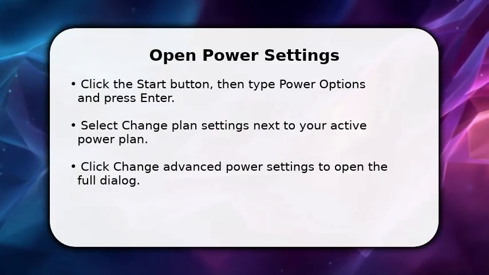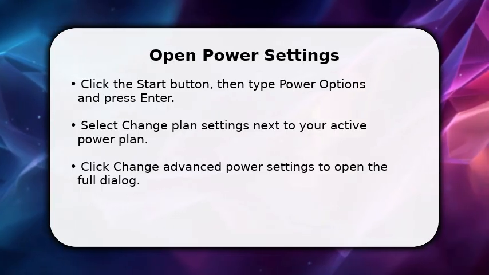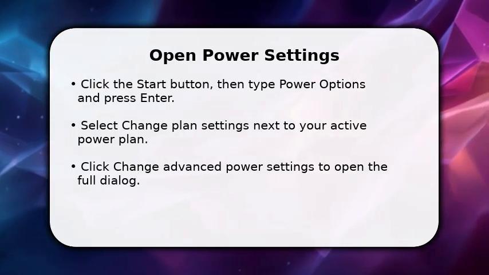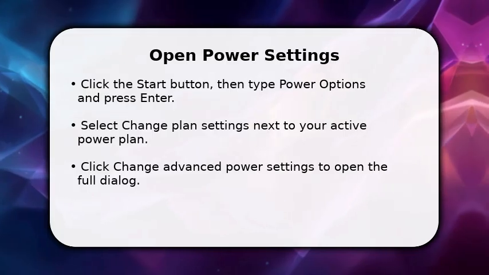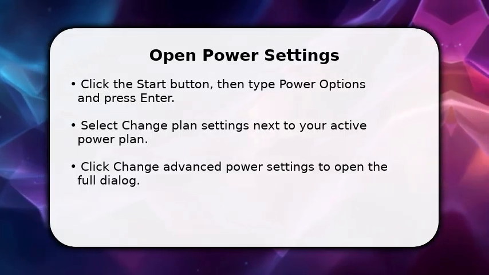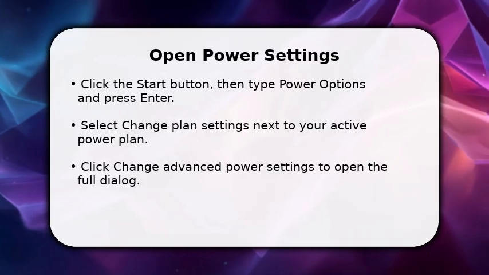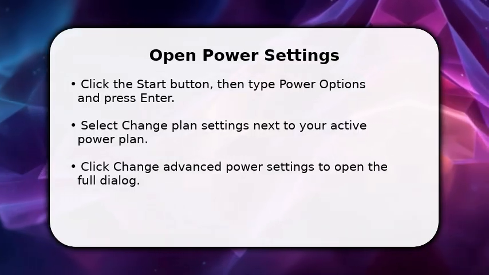Click the Start button, then type Power Options and press Enter. The Power Options window appears and lists your active power plans. Select Change Plan Settings next to your active power plan to edit it. In the next screen, click Change Advanced Power Settings to open the full dialog.